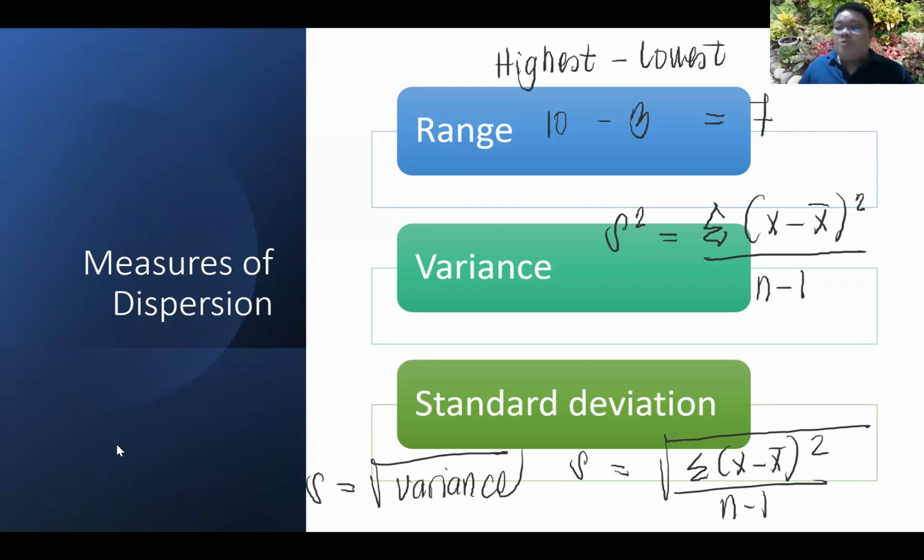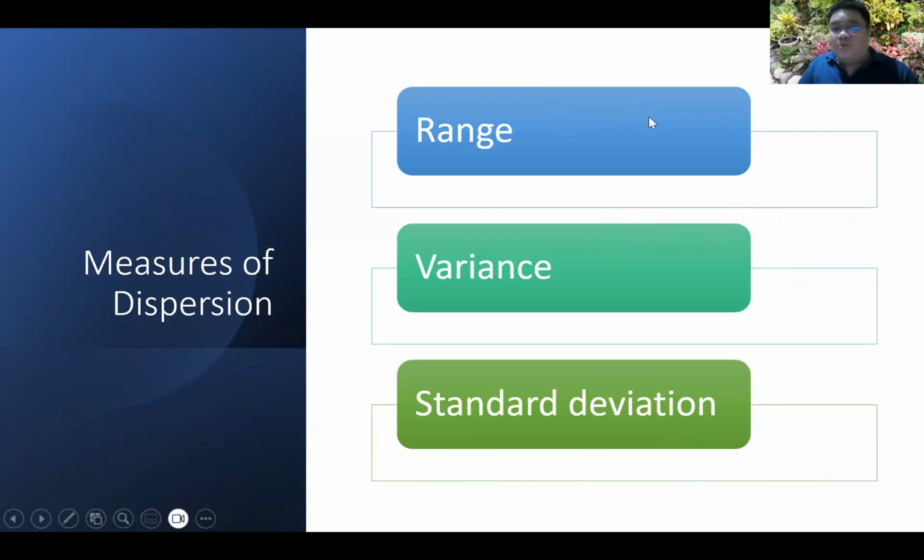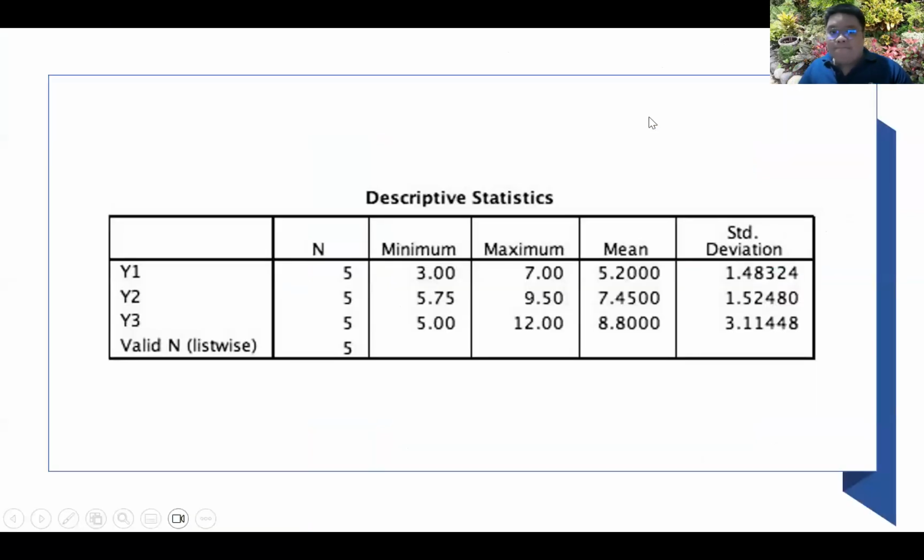Now, sir, ipapakompute mo ba kami yan? Hindi po yan part ng competency that you will be learning in this class. But what's important is for you to be able to interpret the data.